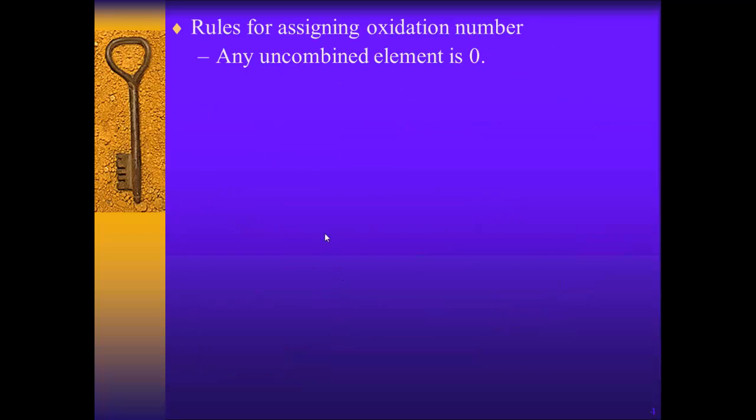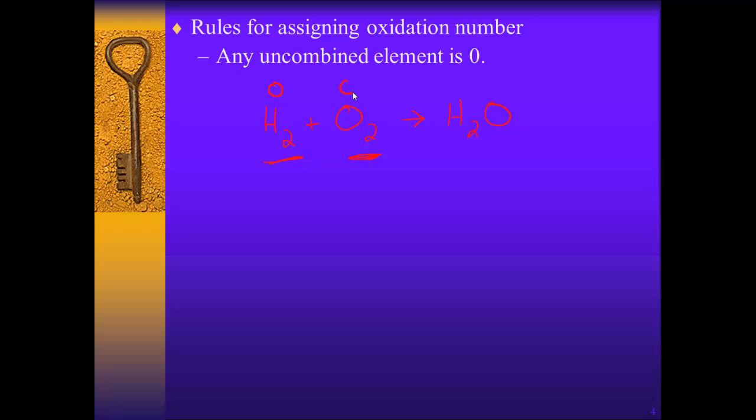To do that, we have some rules. These may seem complicated at first, but as you practice them, they become much easier, and you don't have to refer to them all the time. Our first rule is that any uncombined element is zero, meaning if we have H2 plus O2 producing H2O, the H and the O are uncombined, since they are both diatomics, so we assign the oxidation number of 0.